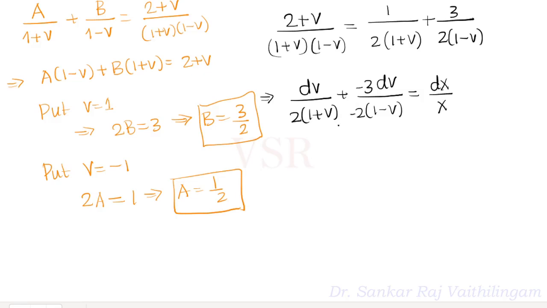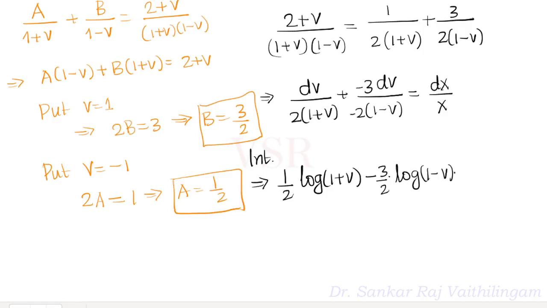Now integrating, this implies 1 by 2 times log of (1 plus V) minus 3 by 2 times, with the minus going inside, log of (1 minus V), which is equal to log x plus log C. That's all, the problem is now finished.